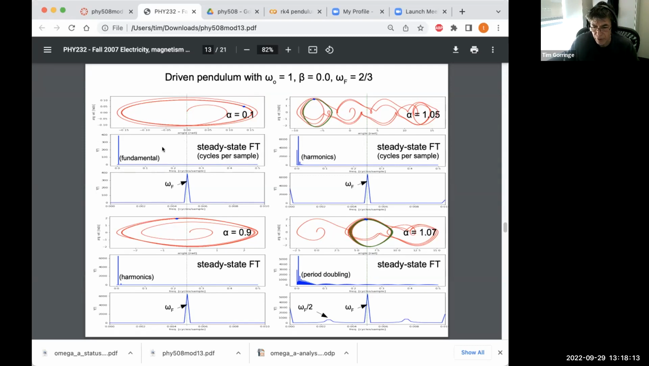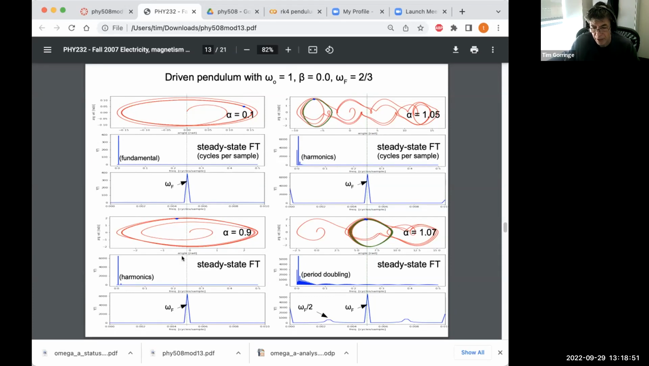In the frequency domain, what do I see? I just see a narrow spike at the frequency of the driving force. The driving force now has a period of 200 samples. Its frequency is 0.005 cycles per sample. So this is just a lightly driven pendulum that's swinging backwards and forwards once in steady state at the applied natural frequency.